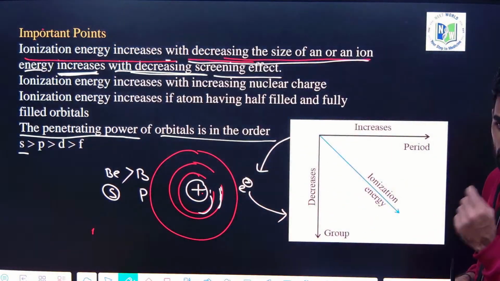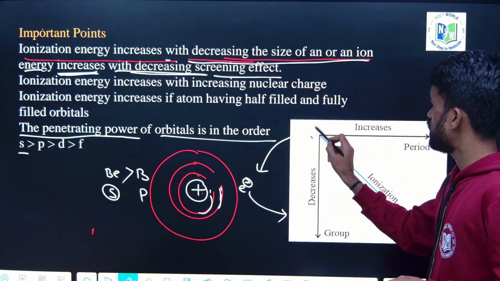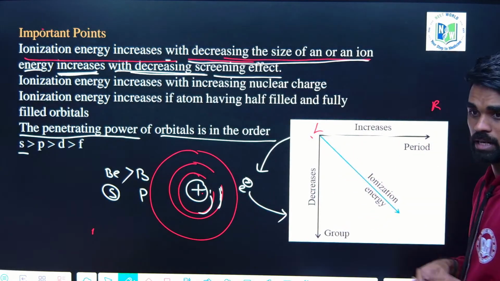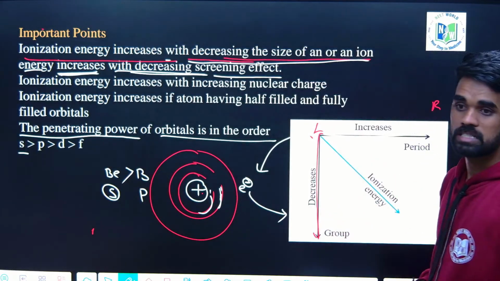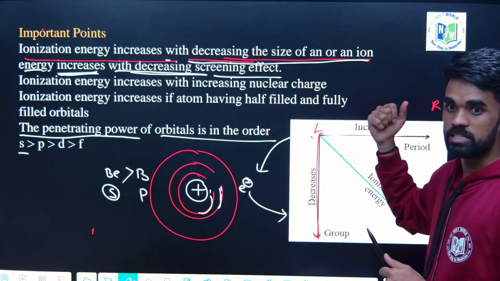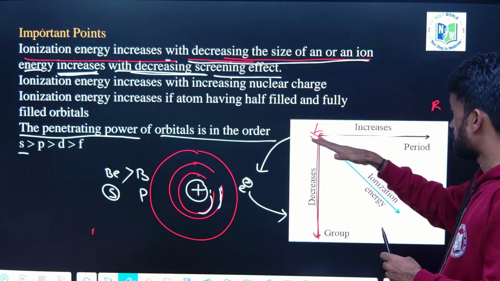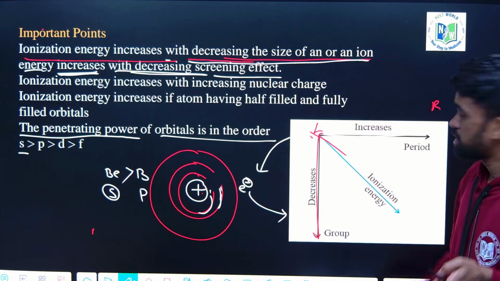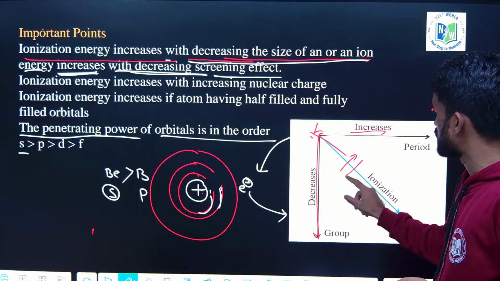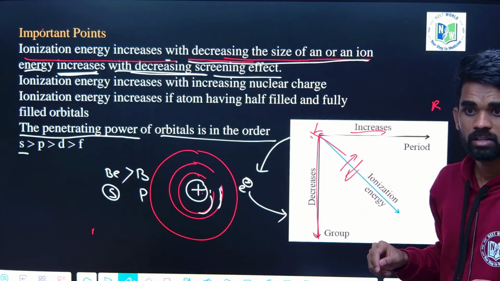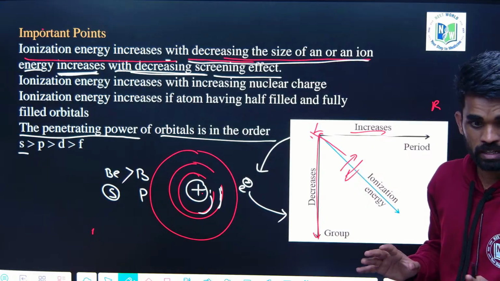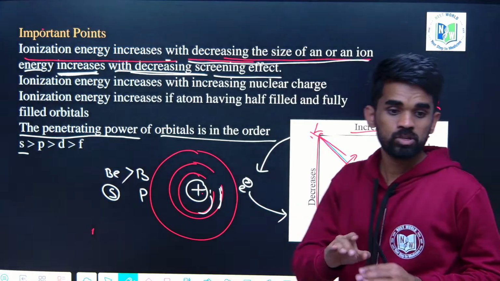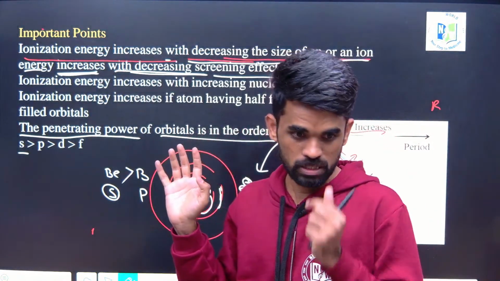Now if you study one more thing, ionization energy left to right in the periodic table, what happens? It increases in a period. Down the group it decreases. If I go diagonally like this, increases, decreases, the net resultant will be almost zero. So the elements which are diagonally placed will have almost similar ionization energies.